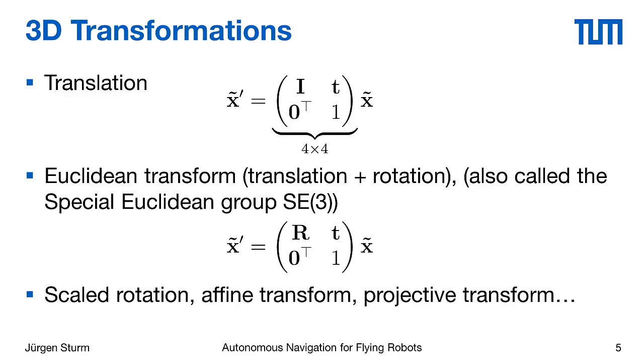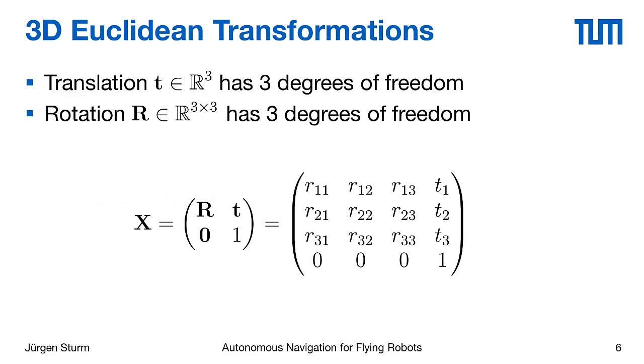And as before, you can define a scaled rotation where we have an additional scaling factor to grow or shrink objects or trajectories in 3D. You can define an affine transform to stretch an object, and you can define projective transformations and homographies that are even more general. But for the moment, and mostly for the remainder of this course, we mostly need Euclidean transformations to move around the robot in 3D and to compute motions between poses.